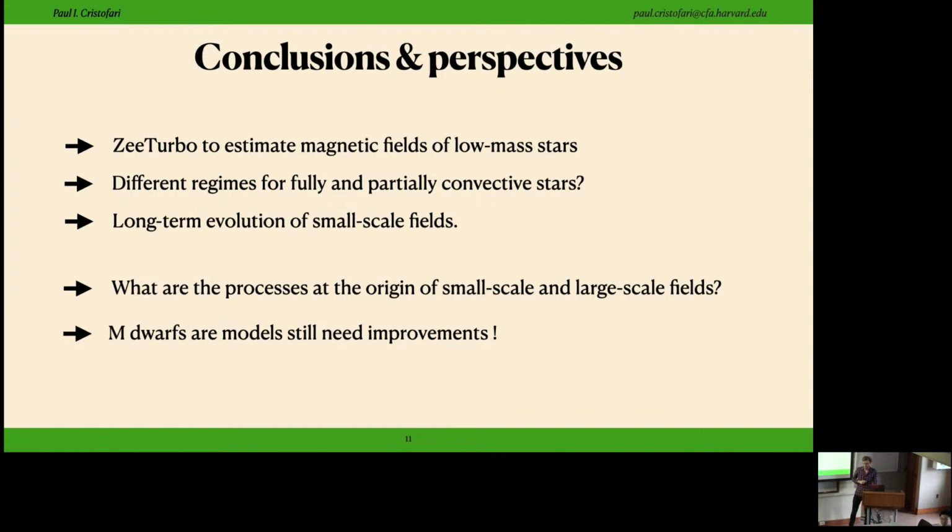Thank you very much. I would expect there to be a very strong degeneracy between the fraction of the star that is magnetically active and the magnetic field. Is that not the case?